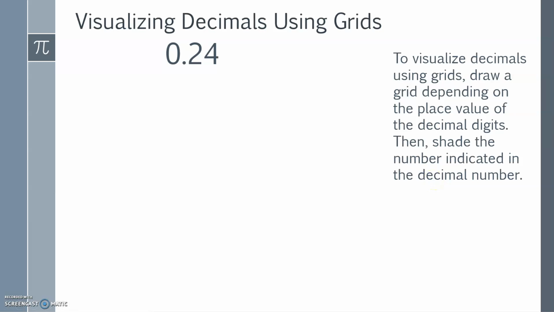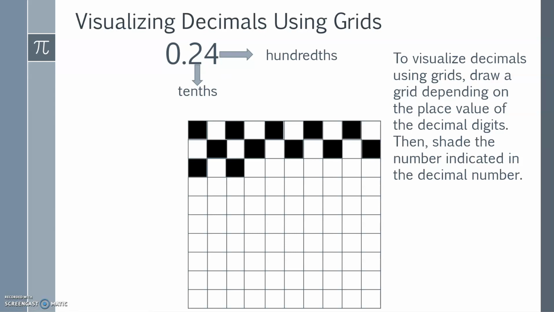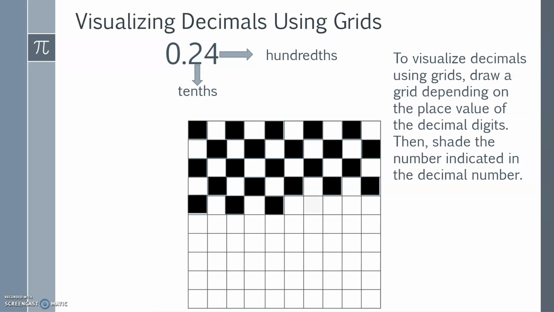So, una, gagawa muna tayo ng grid depending on the place value. So, we have tenths and then hundredths. So, dapat yung grid natin ay merong ayan, 100 na boxes. Okay, and then shade the number indicated. So, we have 24. So, ang isi-shade natin ay 24 boxes. Okay. So, now, we have already visualized decimals using grids.